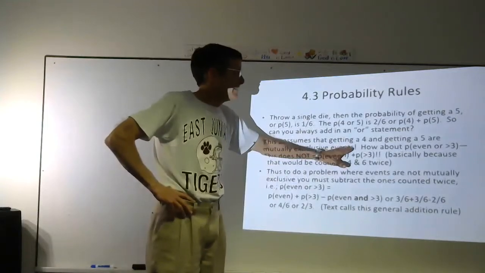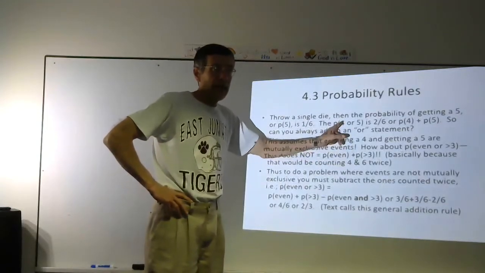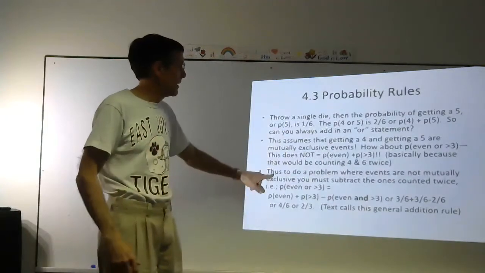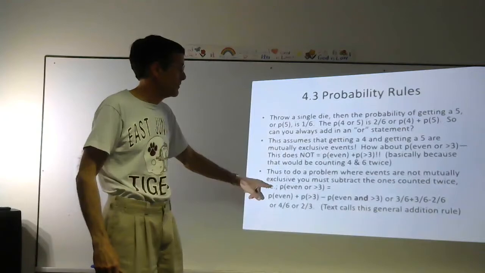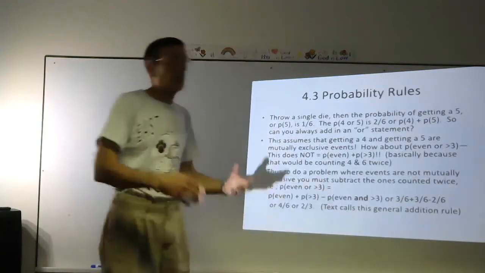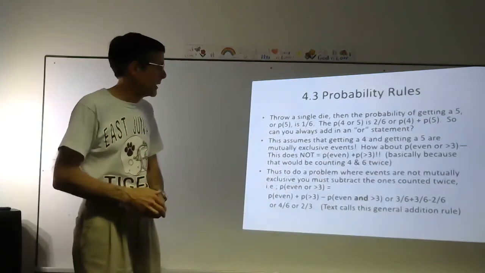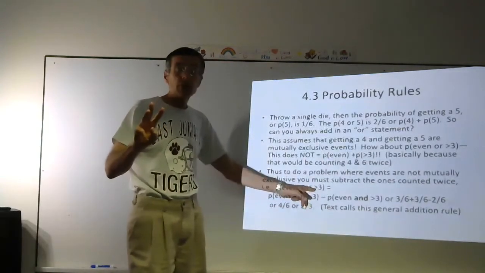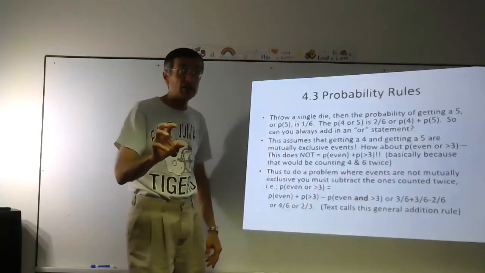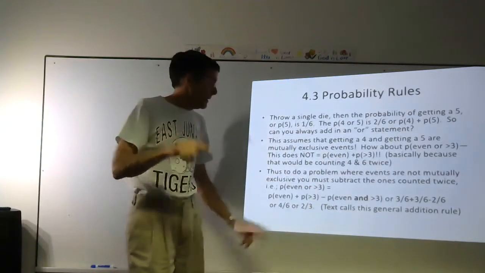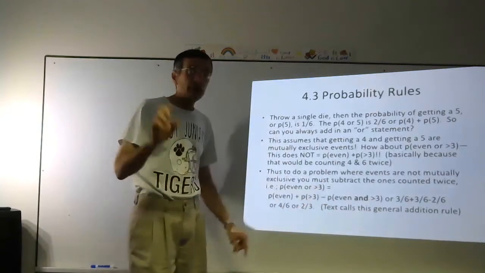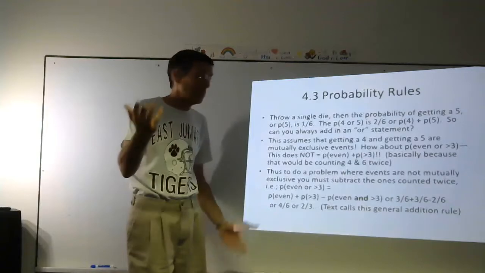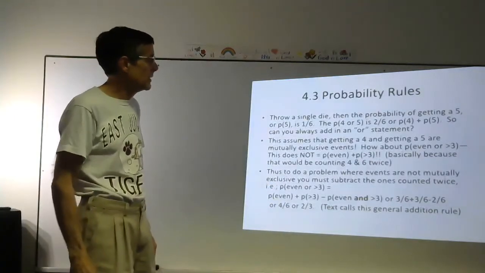You can add in an OR problem when there's no overlap. When there is no overlap, okay? Thus, to do a problem where events are not mutually exclusive, you must subtract the ones counted twice. We did some of that last time together, okay? Like if you want to do the probability of getting an even, there's 3 evens. Getting bigger than 3, there's 3 of those. That adds up to 6 out of 6. But we counted the even ones bigger than 3, 4 and 6, twice. So you'd have to take 6 out of 6 and subtract 2 out of 6, and you're back to the 4 out of 6, okay?